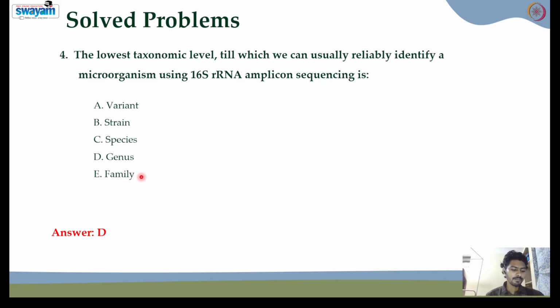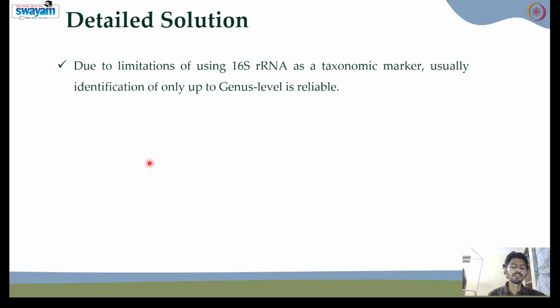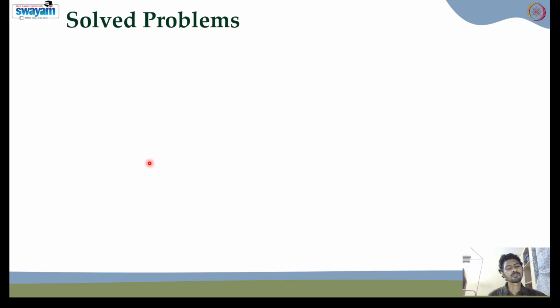So for family, it provides resolution beyond the family level, often up to the genus level. That's why, if you see the lowest taxonomic level in the hierarchy, up to genus level we can comfortably identify with 16S rRNA amplicon sequencing. We will move on to the next question.